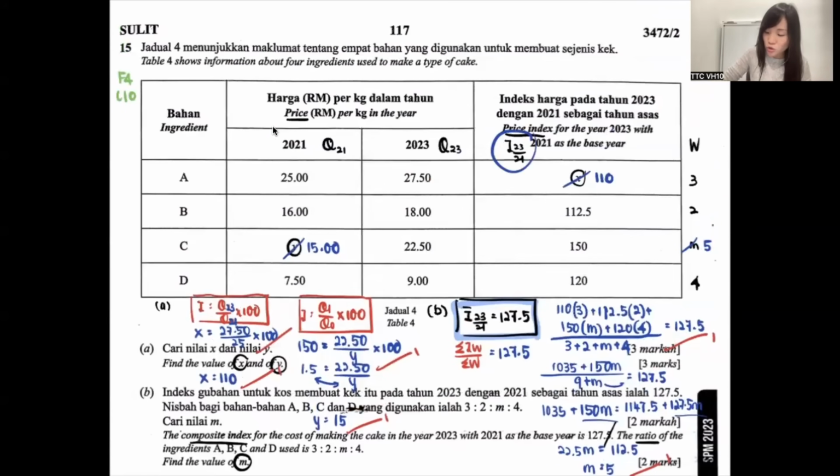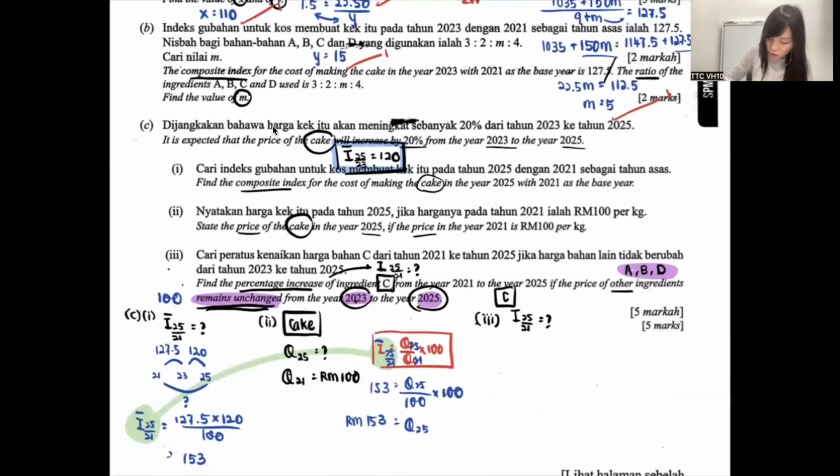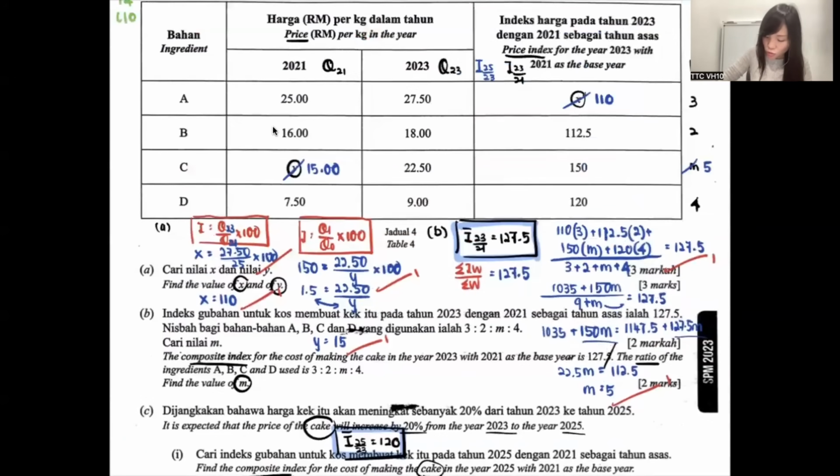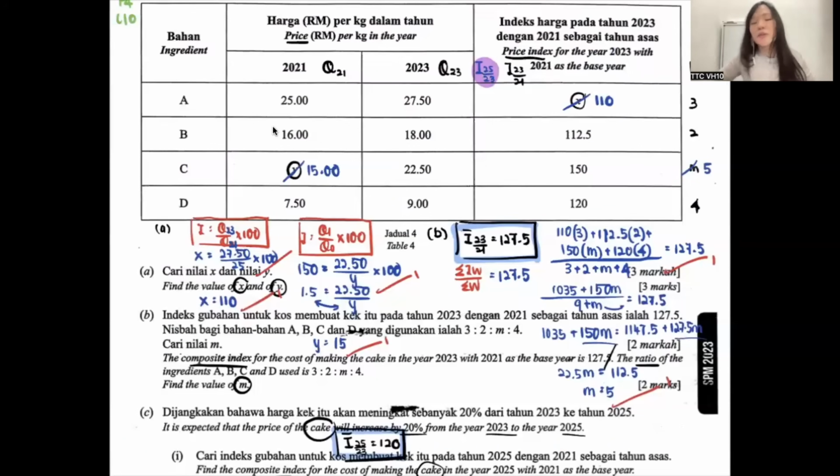You have the I, 23, 21. Okay? I write another I, 25, 23. Because if you look carefully, you say 23 to 25, so you are able to write the I, 25 over 23. New year on top, over year at the bottom. So they say A, B, D remain unchanged. So isn't it A is 100, B is 100, D is 100.